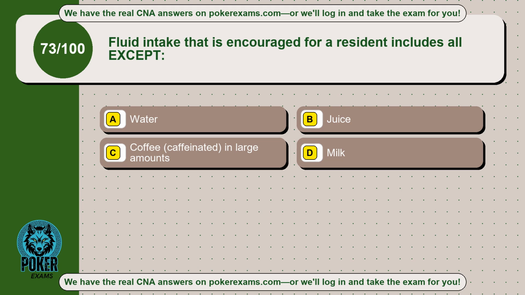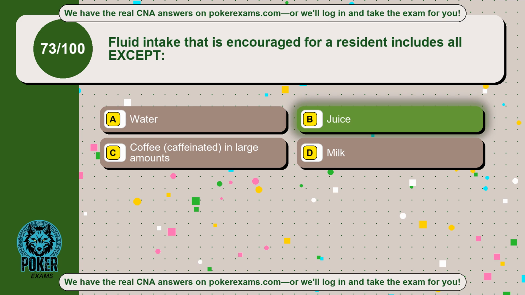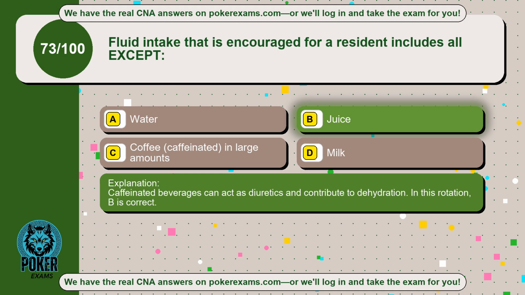Question 73. Fluid intake that is encouraged for a resident includes all except: Option A, water. Option B, juice. Option C, coffee, caffeinated, in large amounts. Option D, milk. The correct answer is Option B, juice. Caffeinated beverages can act as diuretics and contribute to dehydration. In this rotation, B is correct.